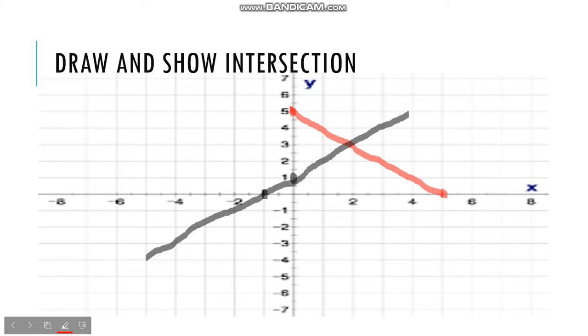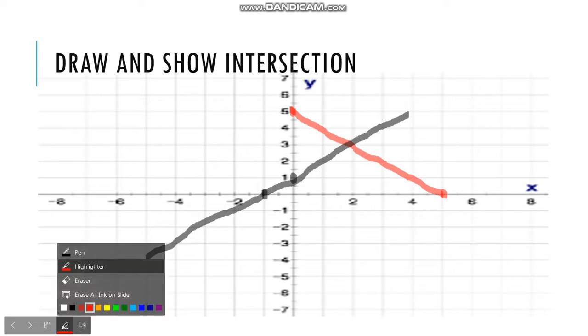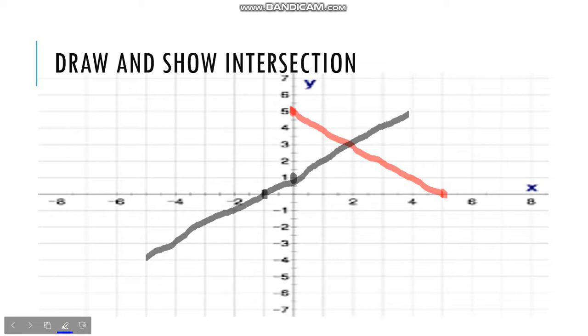Now you can approximately say that there is an intersection at a point close to 2 and 3, around here. Wait, let me make it clear with the blue. Here, let's just approximate it as 2, 3. And so x is equal to 2. This is my point of intersection.